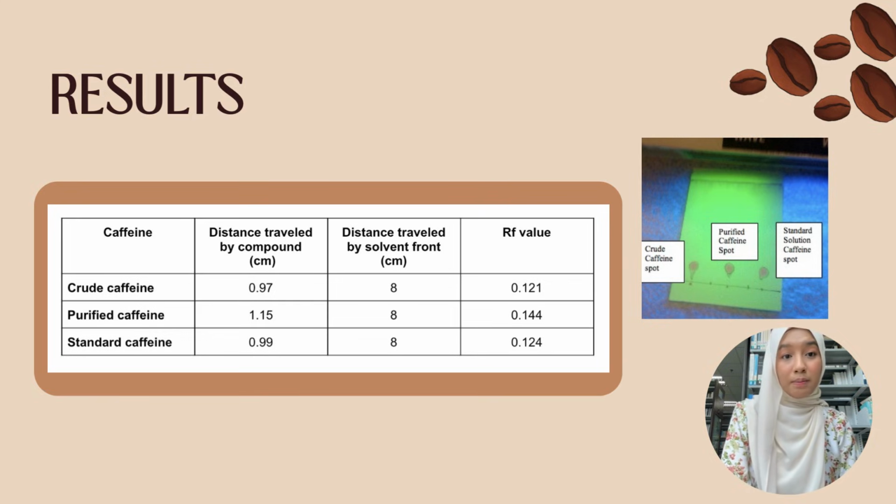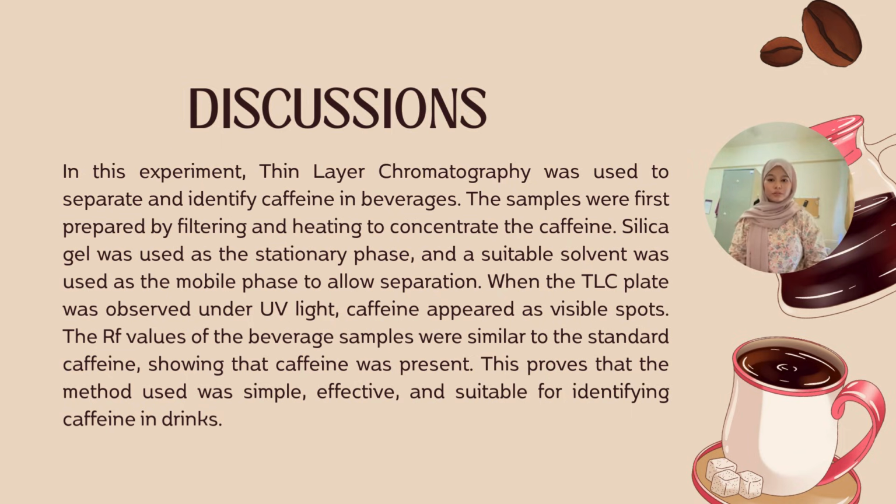So, for the discussion, this experiment shows that thin layer chromatography is a simple and effective way to identify caffeine in beverages. We first prepared the samples by filtering and heating them to concentrate the caffeine, which helped us get clearer results. We used silica gel as the stationary phase and a suitable solvent as the mobile phase to separate the compounds on the TLC plate.